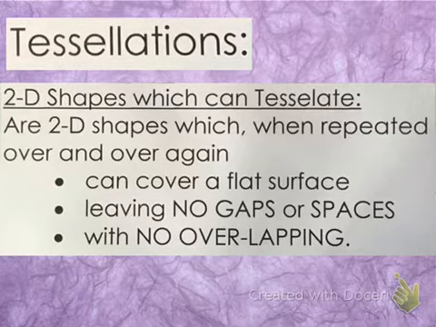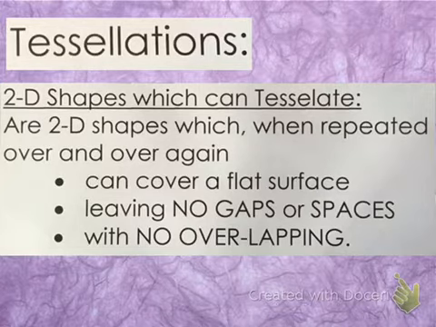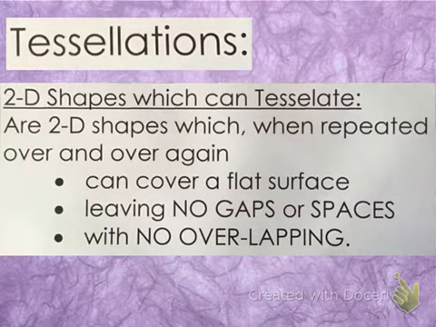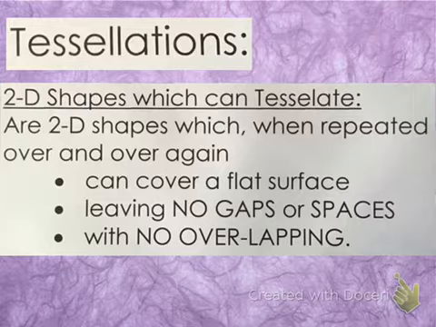Today we are going to be doing tessellations. Now, tessellations, as you will see below, I've written here 2D shapes which can tessellate, which means that they are 2D shapes which, when repeated over and over again, using that same pattern, can cover a flat surface, leaving no gaps or spaces with no overlapping. Please remember that it's very important to remember that criteria of shapes which can tessellate.